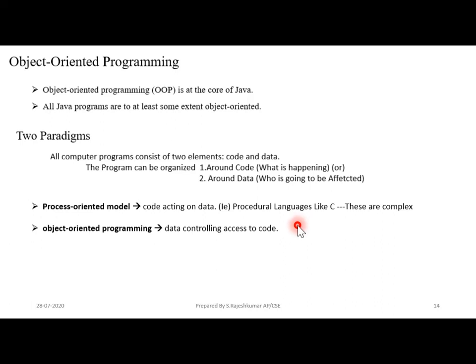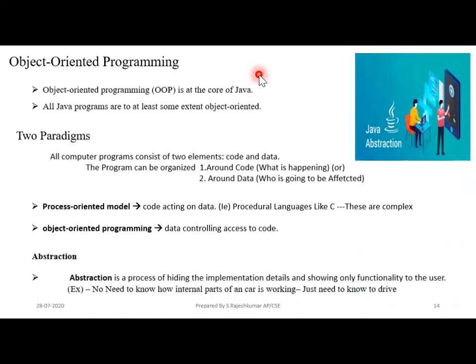Here the data is controlling your code. So the data plays the major role in object oriented programming. And here are some of the object oriented features we must know. We are going to learn them in a simpler way.